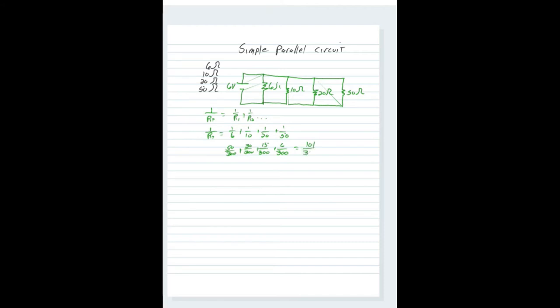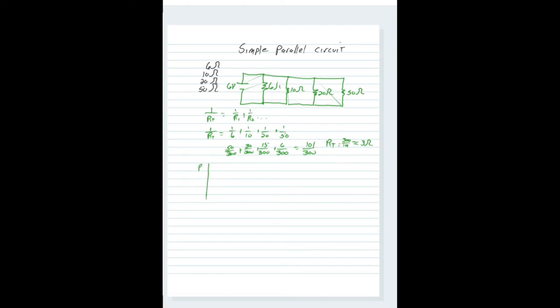Now you have to keep in mind that the total resistance is the reciprocal of this. So our total is going to be 300 over 101, which is approximately 3 ohms. We'll just go with that. It's 3 point something, just under 3 ohms. Okay, now we can do our chart.